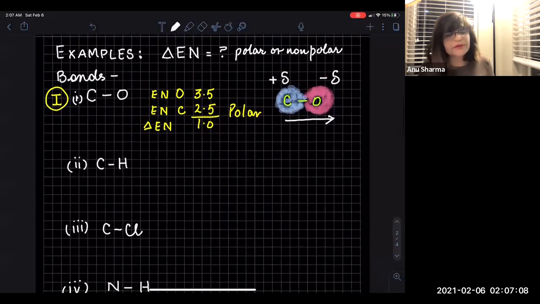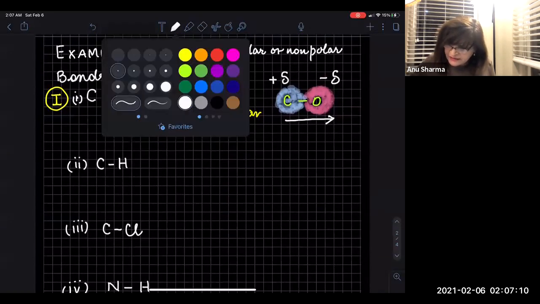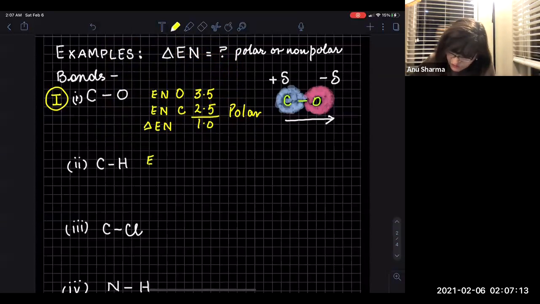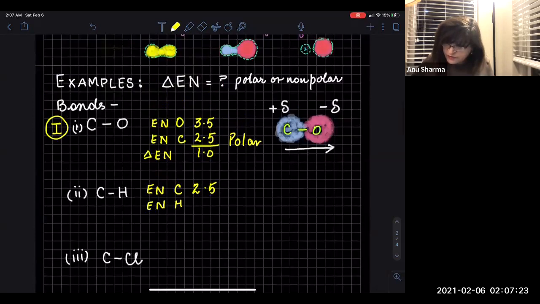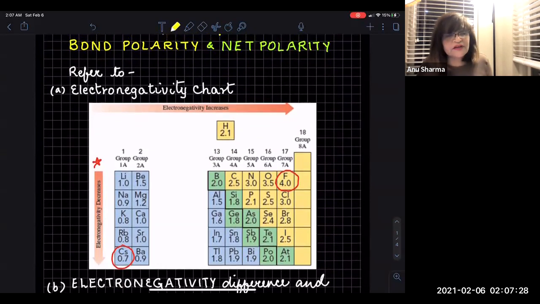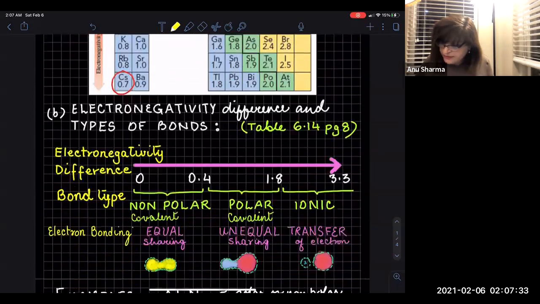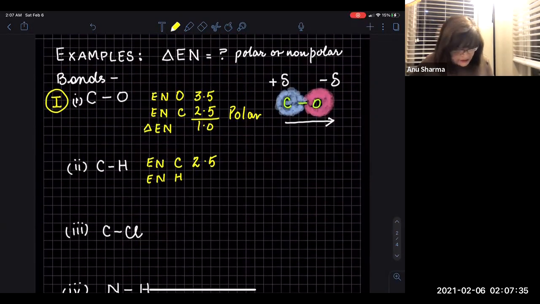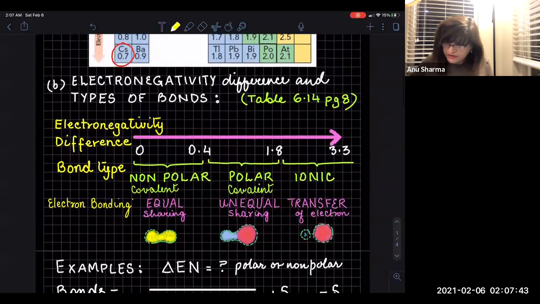Now let's look at the carbon and hydrogen bond. Once again, let's look at the electronegativity of carbon and of hydrogen. Carbon is 2.5 from the table. Which table are we referring to? We are looking at this table, at the electronegativity values written at the bottom. That's where I'm getting this number. Hydrogen is 2.1, so the difference is 0.4, right at the border.